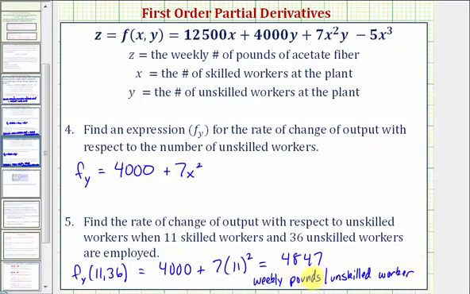So I think this problem is a nice application of why partial derivatives are useful. I hope you found this helpful.